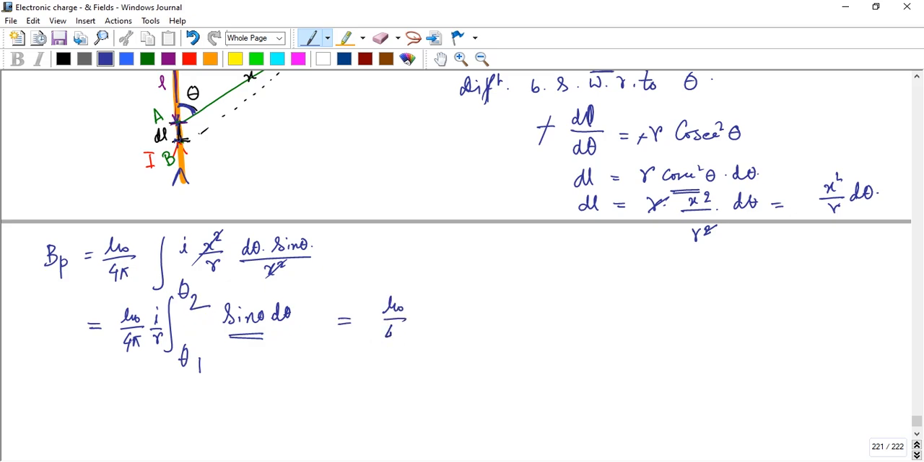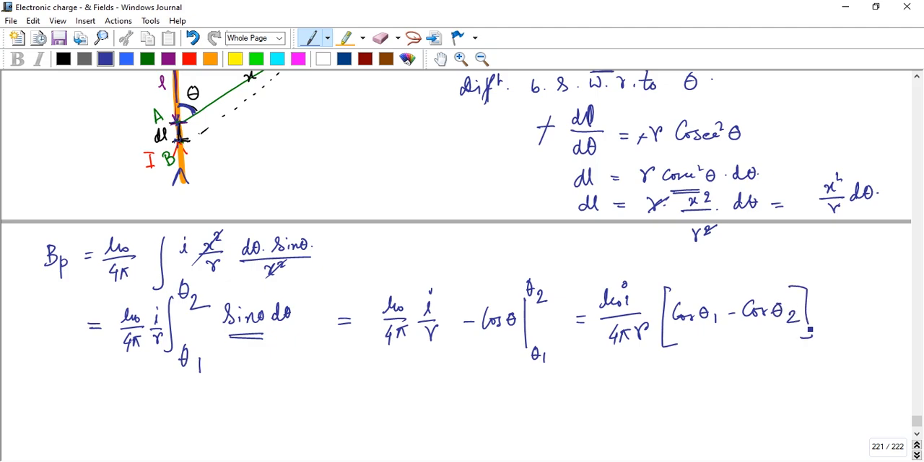So mu 0 upon 4 pi I by R times the integration of sine theta, which is equal to minus cos theta, from theta 1 to theta 2. So mu 0 I by 4 pi R. Now if I want to cancel that minus, the basic formula is cos theta upper limit minus lower limit; if I ignore that minus sign, it becomes lower limit minus upper limit. So cos theta 1 minus cos theta 2. I jump over a few steps here. Okay, so we get the final magnetic field at point P.